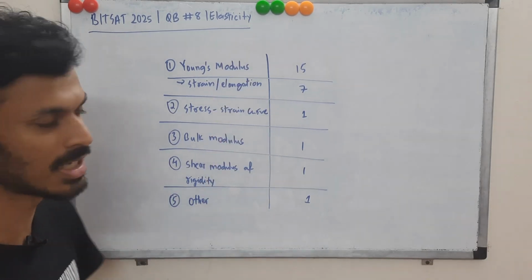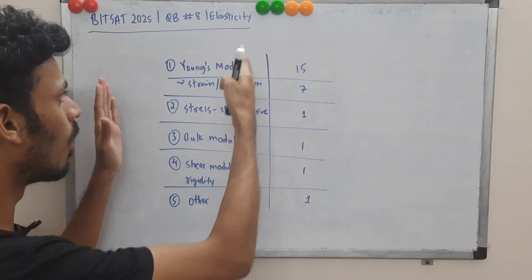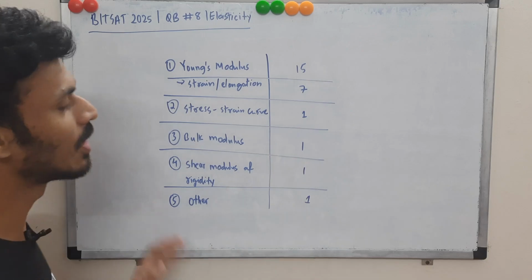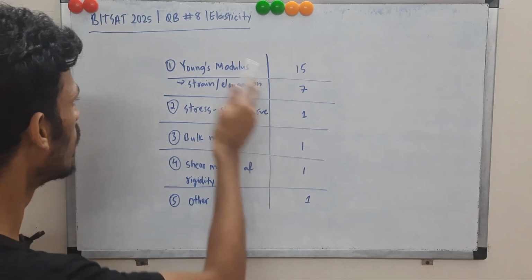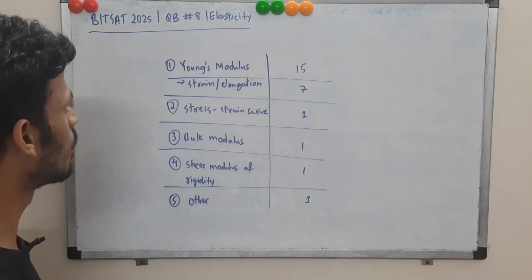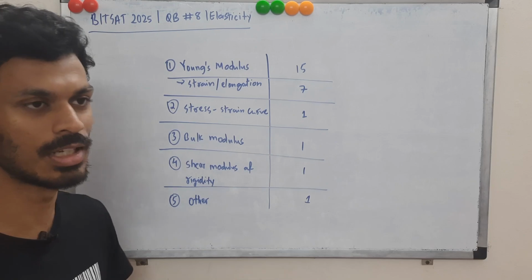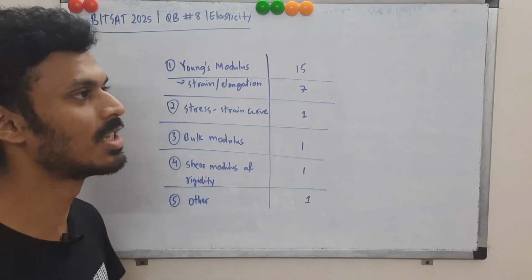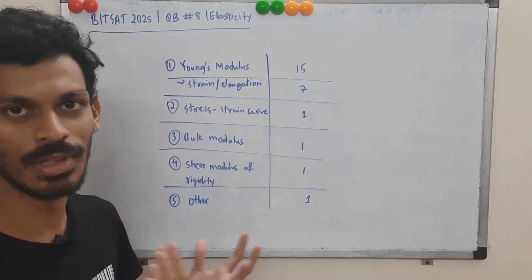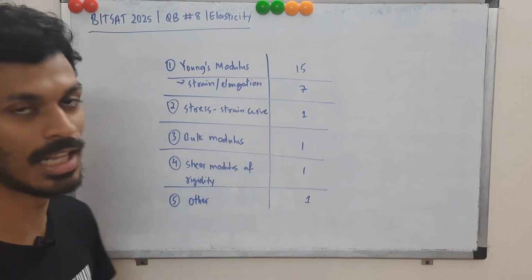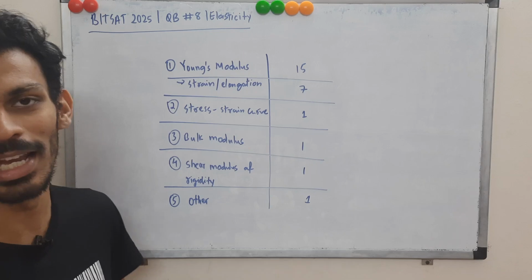Firstly, we discuss the previous year trends: from which topic of this chapter the questions are being frequently asked for BITSAT. Let's discuss within this chapter the topics which are important. Firstly, we have Young's modulus. Almost all of the questions will be asked from this particular topic, Young's modulus, and that too one formula, which is FL by A delta L.